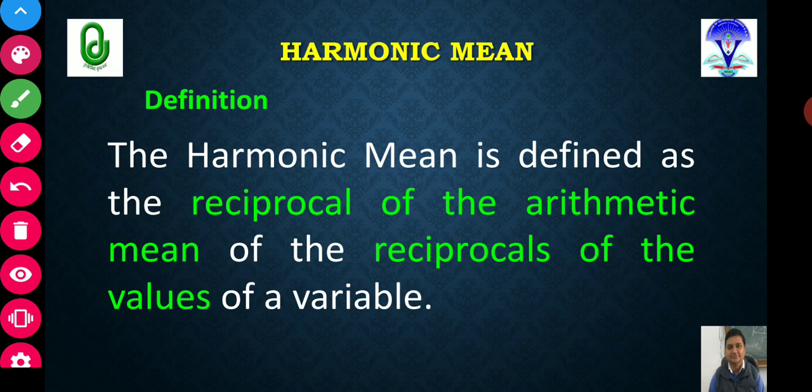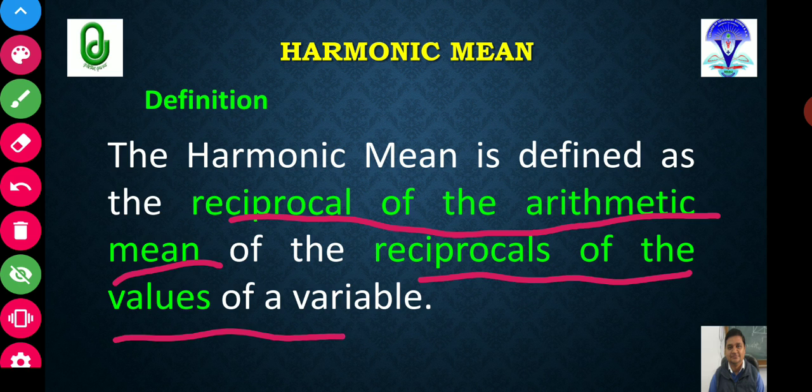Now, another measure of central tendency is the harmonic mean. We have already seen that measures of central tendency are divided into two parts, actual measures and positional measures. In actual measures we have already seen the arithmetic mean, the second one was the geometric mean, and this third one is the harmonic mean. So what is harmonic mean? It is defined as the reciprocal of the arithmetic mean of the reciprocals of the values of a variable.